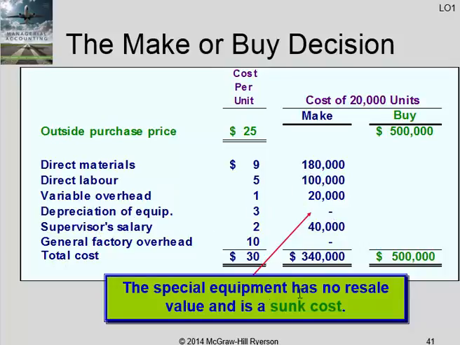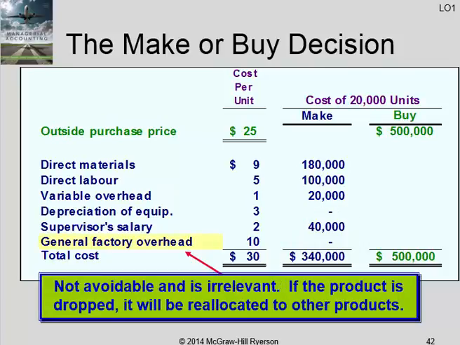Depreciation of equipment. We've just said the special equipment has no resale value. It's a sunk cost. So the amortization cost on it is going to be incurred whether we use it to make the product or whether it sits idle in a corner. And we're still going to record the amortization on it.